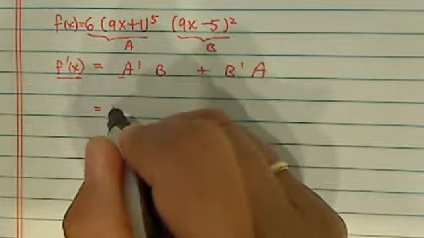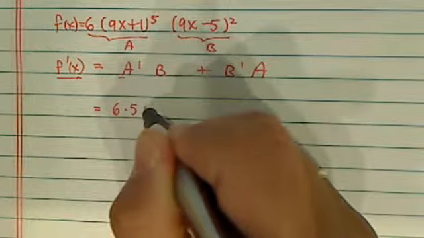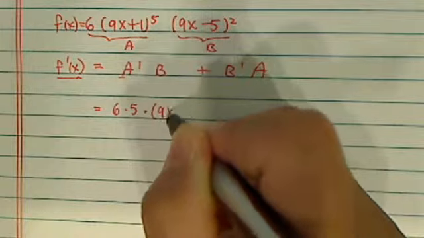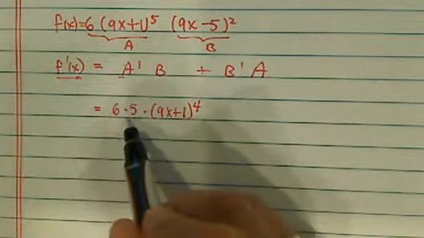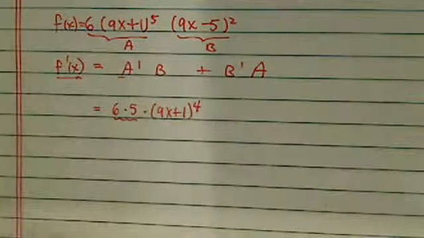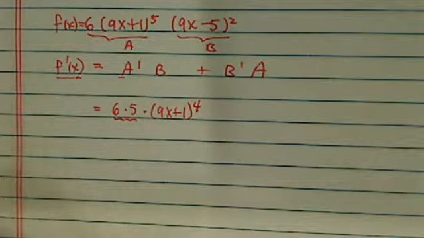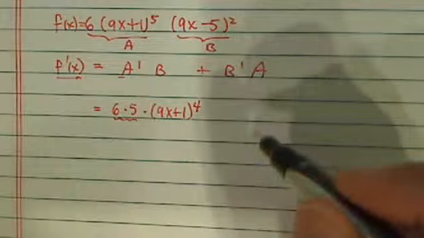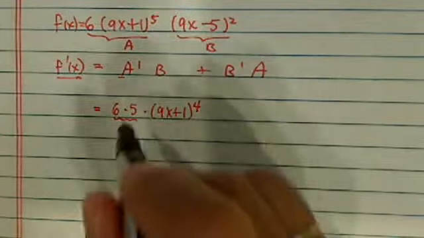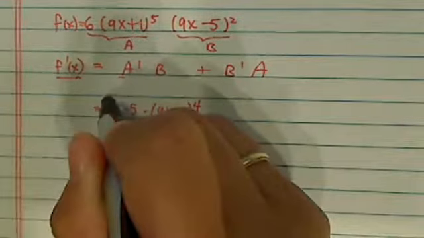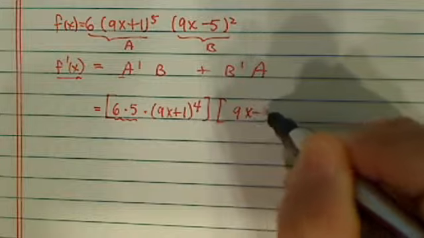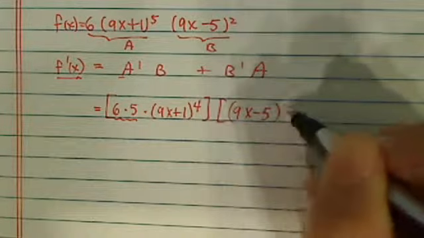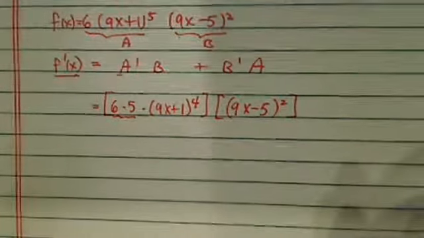Derivative of the a, we have 6 times 5 times 9x plus 1 to the 4. The reason I don't multiply them out is because I know I'm going to be gathering terms later on. The less I multiply, lump them together, the better I can see what the factors are. Okay, so that's the first term. I'm going to bracket. I'm going to multiply the second term, 9x minus 5 squared. Okay, so I'm done with the first one.